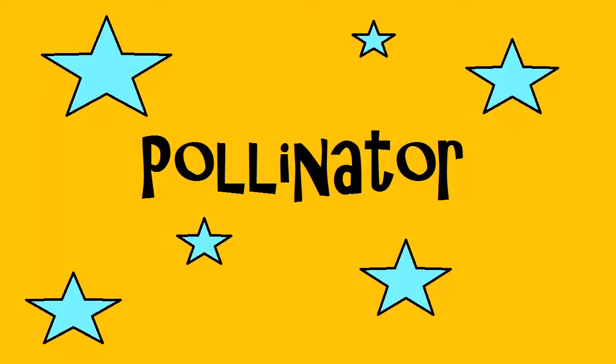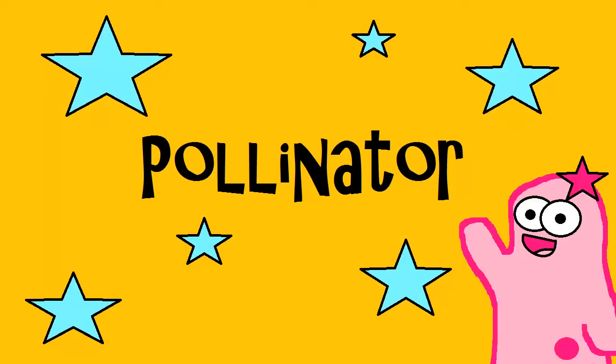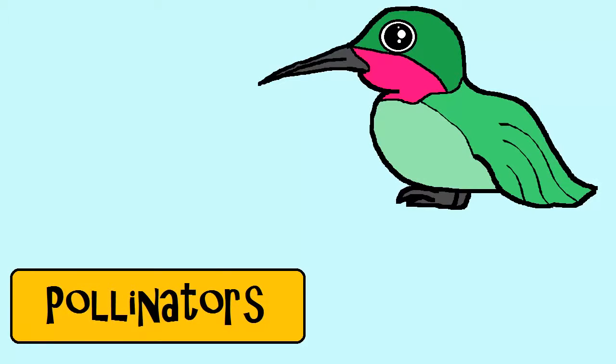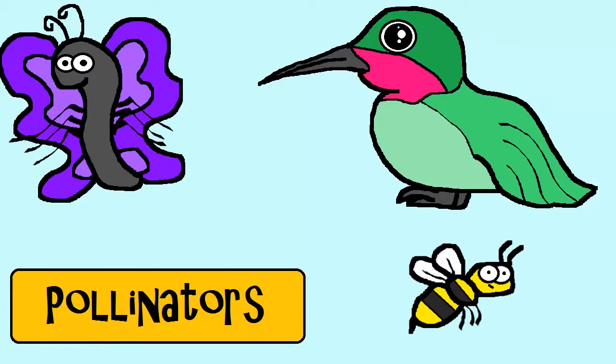First, let's understand a pollinator. Pollinators can include many types of organisms. Hummingbirds, butterflies, and bees are all examples.